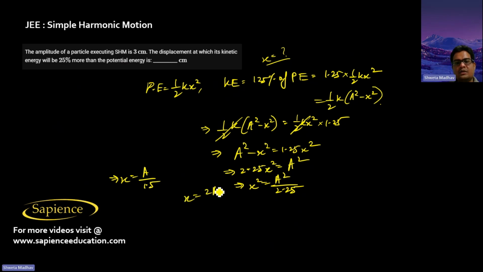So this will be equal to 2a by 3. So 2 by 3 into the amplitude. Amplitude is 3 centimeters. So this is 2 centimeters. So the required displacement at which its kinetic energy will be 25% more than its potential energy will be 2 centimeters.